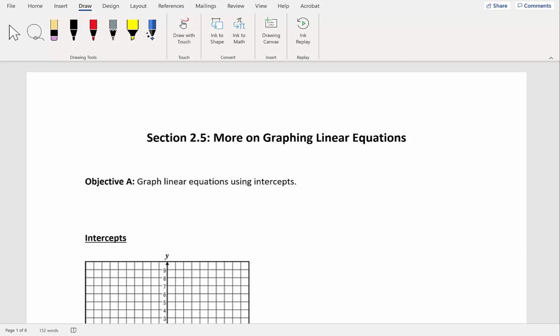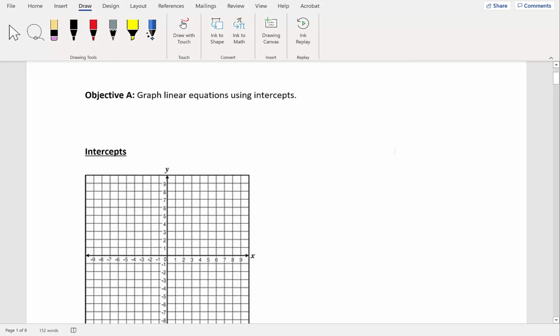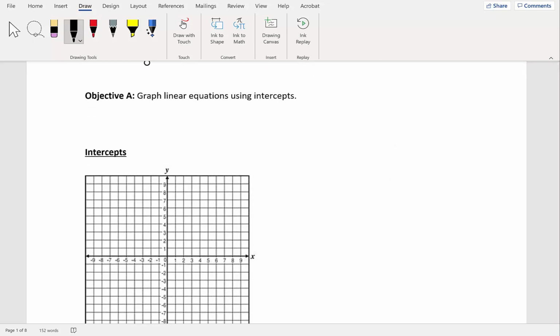In this video, we'll take a look at section 2.5, which is more on graphing linear equations. Now, our first objective, we're going to take a look at graphing linear equations using intercepts. Okay, let's take a look at what intercepts are first. Let's say we had this graph, this linear equation.